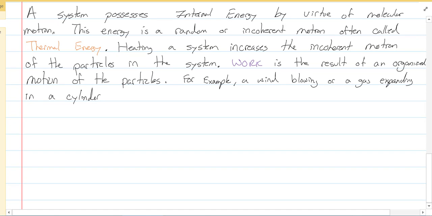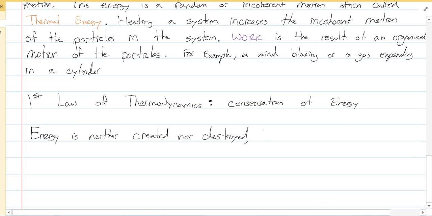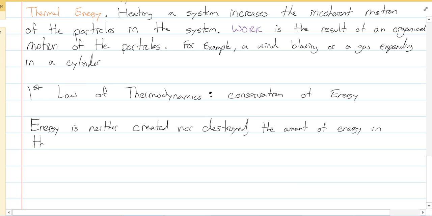So let's define the first law of thermodynamics, which is the conservation of energy. Energy is neither created nor destroyed. The amount of energy in the universe is constant.